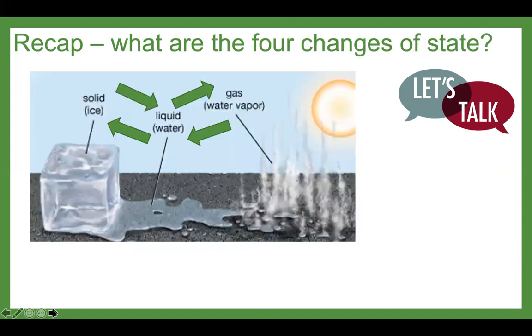So let's recap. What are the 4 changes of states? Do you remember? Pause the screen and have a go. So the 4 changes of states are melt, boil, condense, and freeze.